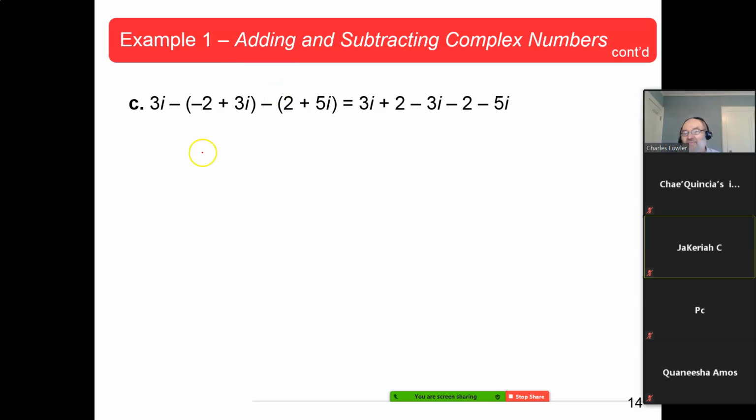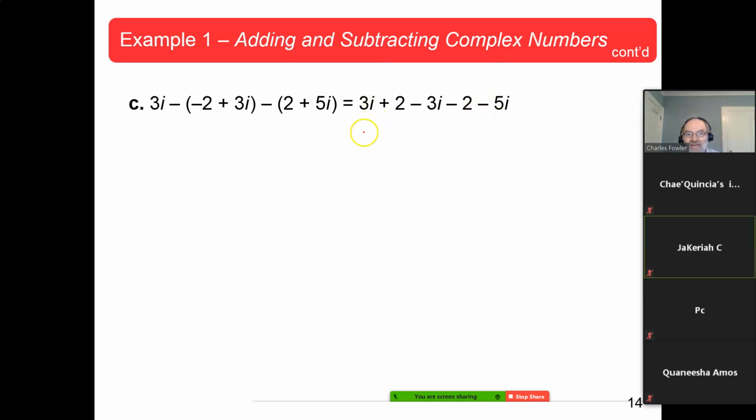Now, their deal of removing parentheses, when it's a plus sign in between, it's no big deal. When it's a minus sign, it's a bigger deal. So basically you just bring down the 3i, that's where that comes from. Minus times minus is plus 2. This minus distributed over here to a plus becomes a minus 3i. This minus distributes in here to be a minus 2. This one distributes in here to be a minus 5i.